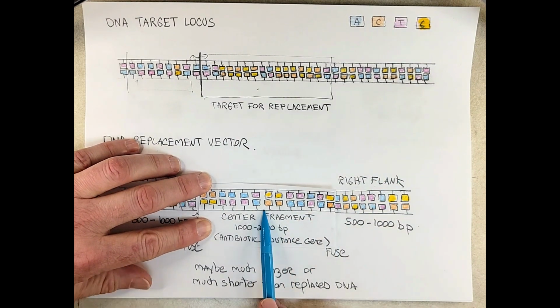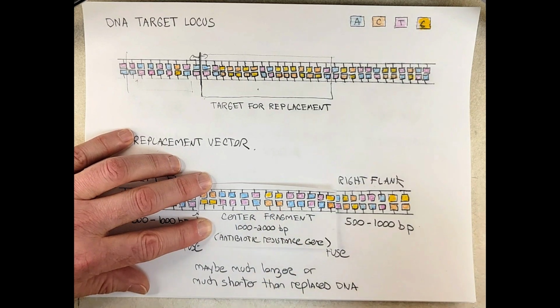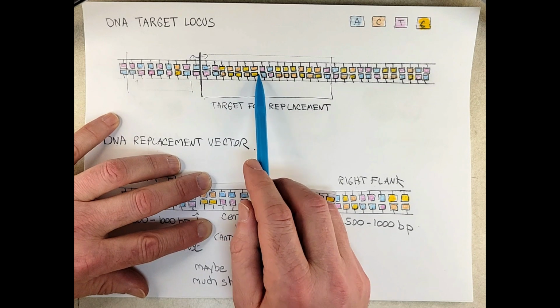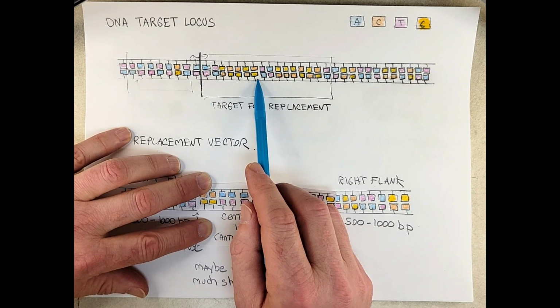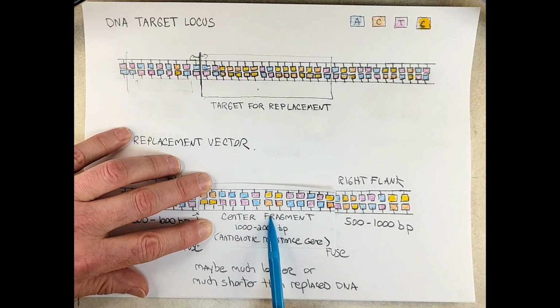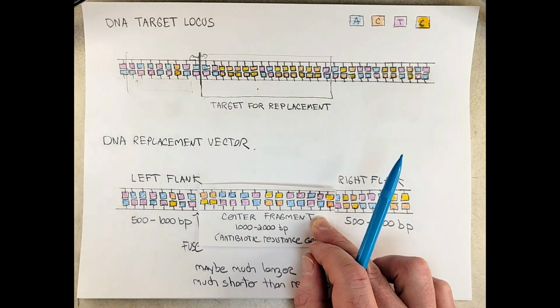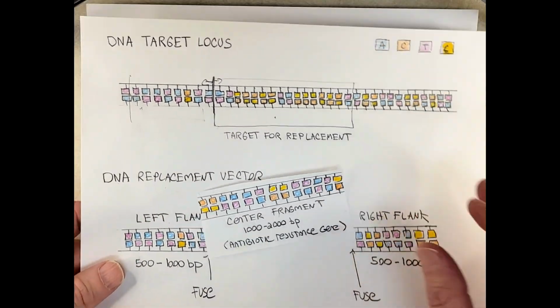Now the center fragment, and this is going to come into play in the next video where we try to predict the genotypes and the PCR products resulting from, well, I'll get to that in the next video. But the point is, the center fragment does not need to be the exact same size as the target that we're trying to replace with the center fragment. It could be much longer, it could be much shorter. Usually it's not the same exact size. Okay, so I hope you understand that so far.